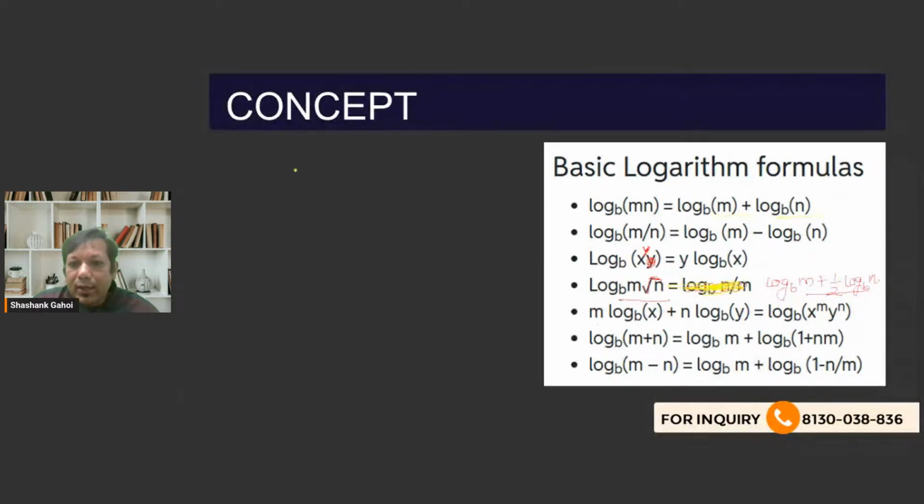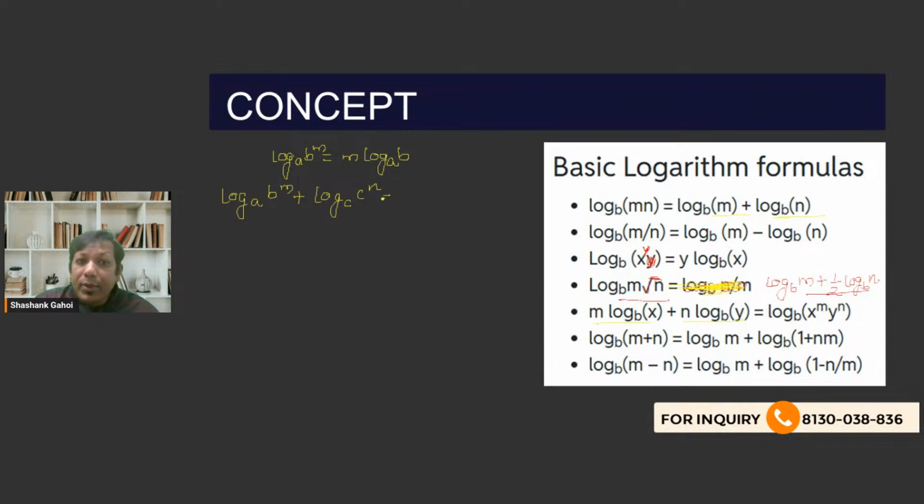Now, let's talk about this one, right? We have already seen that log base a b power m is equal to m log a b, because the power comes in front and goes to multiplication. Now, if I have log base a b power m plus log base a c power n, right?